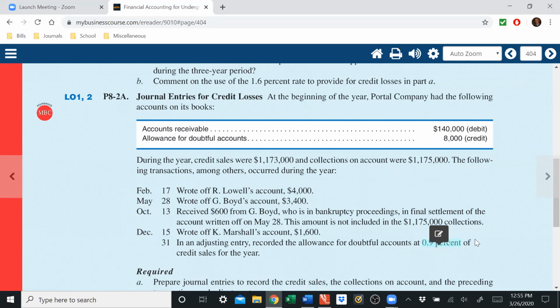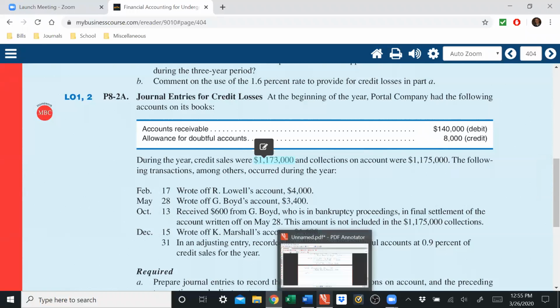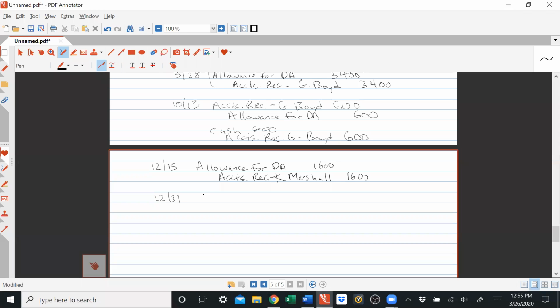So what were our credit sales for the year? Right here, 1.173 million. We expect that 0.9% of those will not be collected. And so our adjusting entry, debit bad debt expense, credit allowance for doubtful accounts. For how much? For the 0.9% of our credit collections.